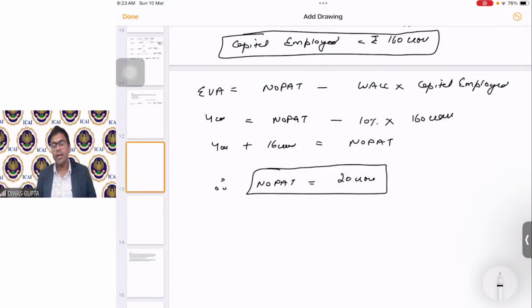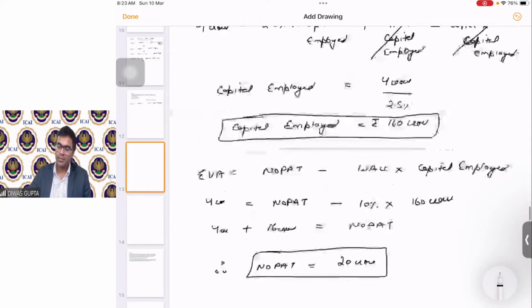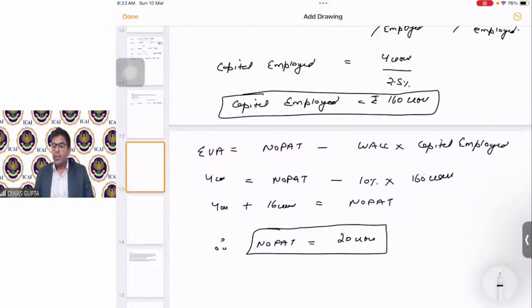Yes, Jyoti and Mansha, your answer is correct. 160 crore is the right answer. So, clear, students? Sorry, NOPAT is 20 crores. Capital employed is 160 crores.